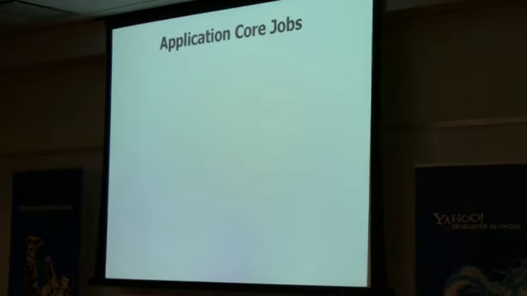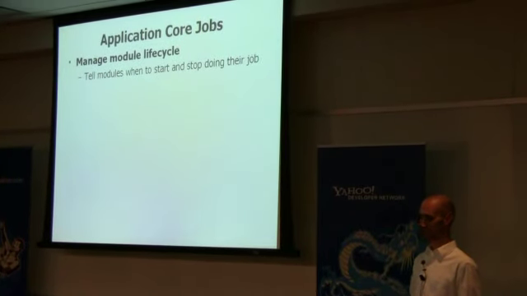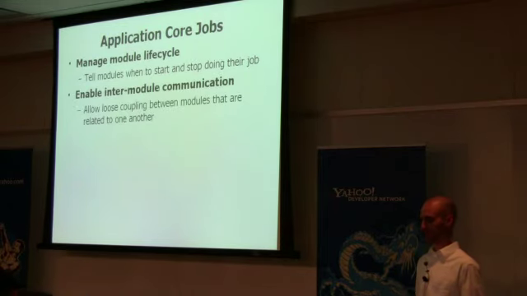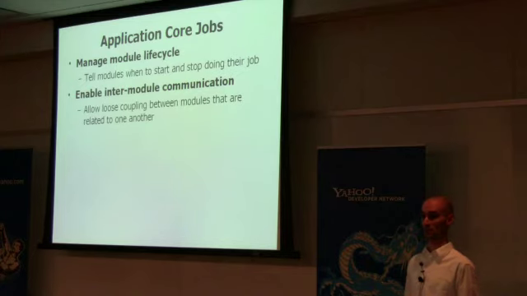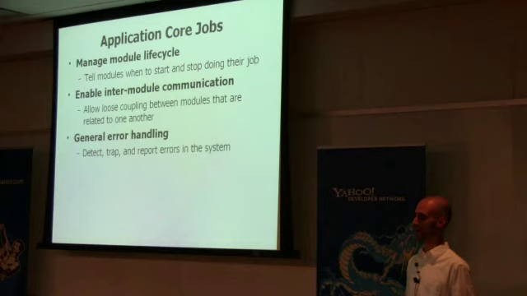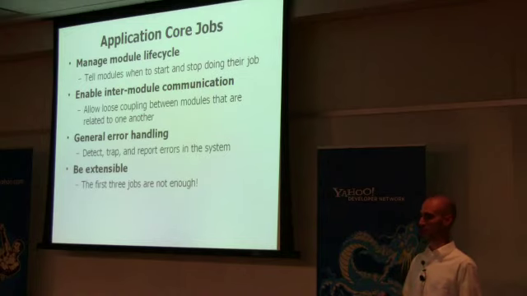So just to review the application core jobs: manage the module lifecycle. So tell it when to start and tell it when to stop. You don't want modules trying to figure that out on their own. Enable the intermodule communication. It's really, really important for loose coupling to make sure that you can add and remove modules whenever you want and not break stuff. General error handling to detect, trap, and report the errors that are in the system. And also to be extensible, because the three things that it's doing that I have listed here are actually not enough for it to be doing.